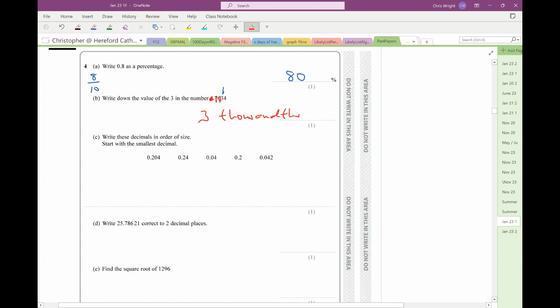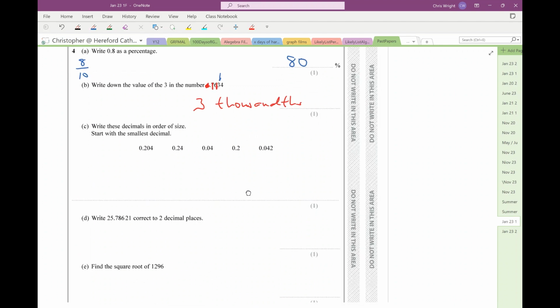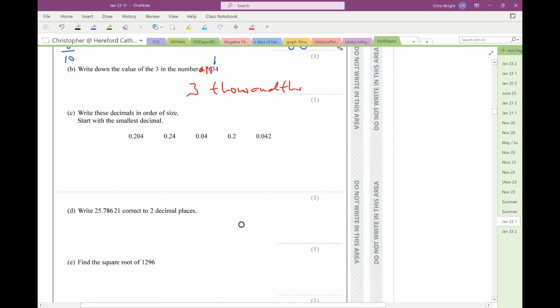Write these decimals in order of size. Start with the smallest. Well, there are lots of ways of thinking about this. Sometimes people find it easier to think about each one as being money. So I'm going to do this one by thinking about each one as money, but it doesn't mean you have to do the same method. Now, this one is only 4.2 pence. Look at this one. This one's 4 pence. So that one's the lowest, isn't it? So 0.04 is the lowest. Give it a tick because I've included it.